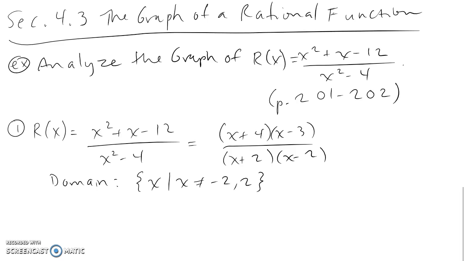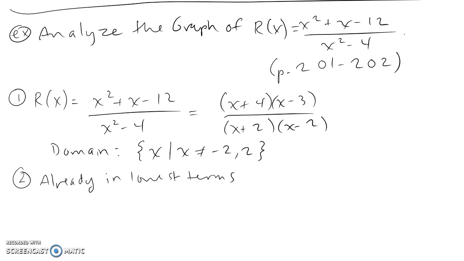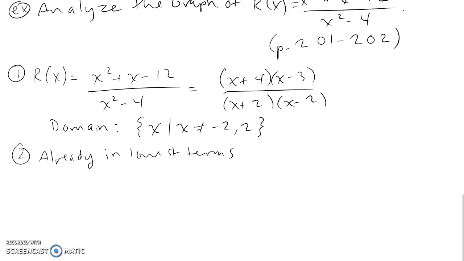Okay, so that way we know what the domain is, what x values we're dealing with at all. The second step is to put your function in lowest terms, and sometimes it will already be in lowest terms, like this example. Okay, so we don't need to do anything.